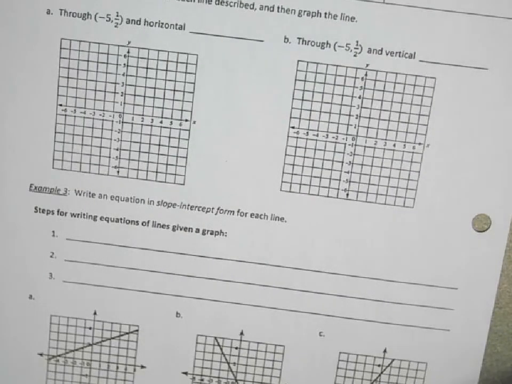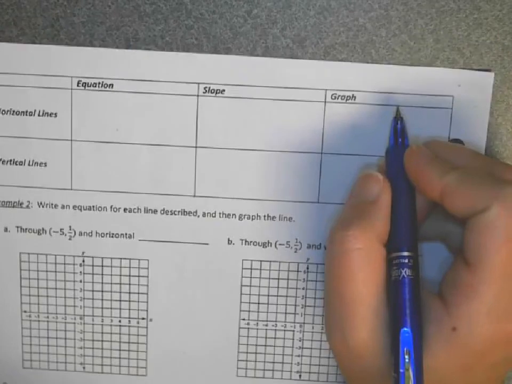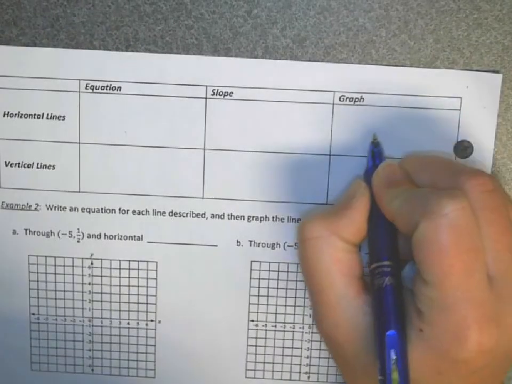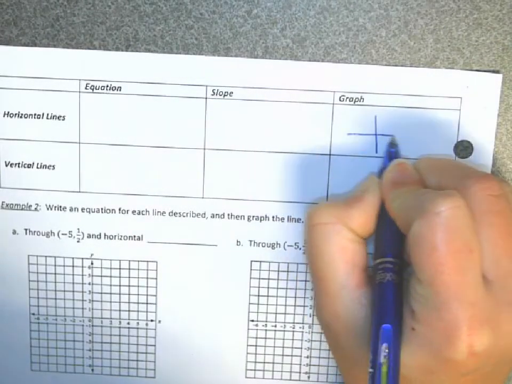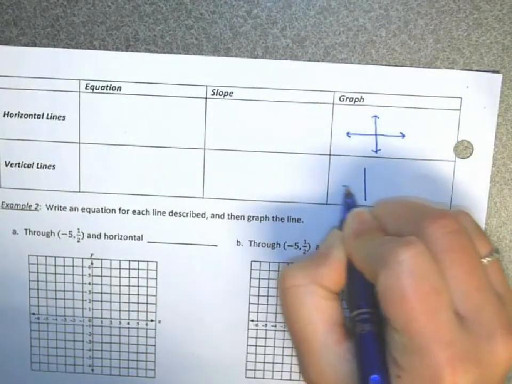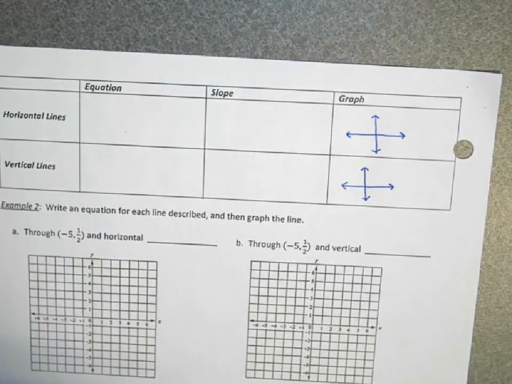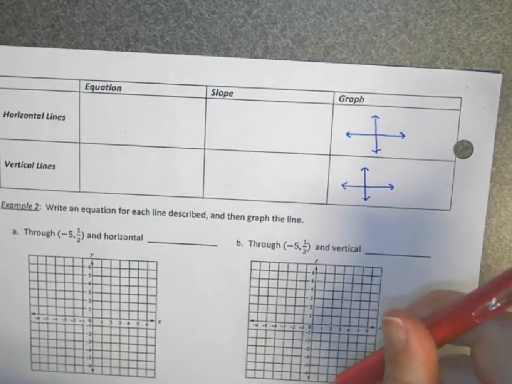All right, let's flip this over. And we have something to talk about with horizontal and vertical lines. Now, we have briefly discussed this. This actually showed up on your quiz. I'm going to show you what the graph looks like first. If it is a horizontal line, it looks like this.